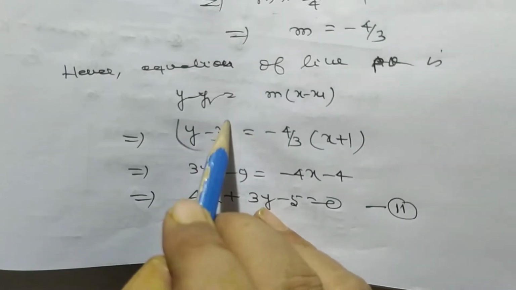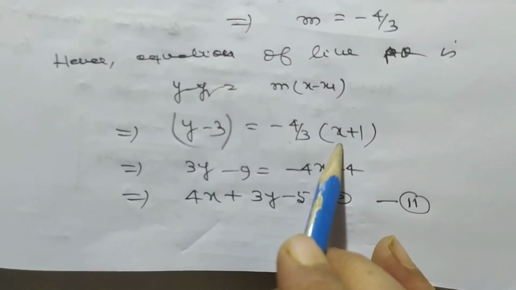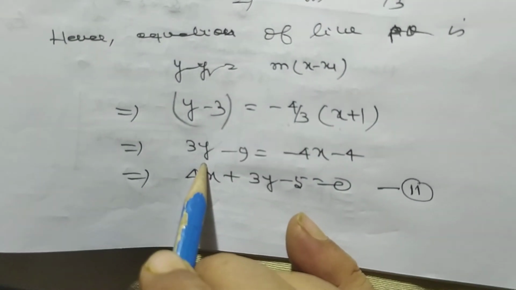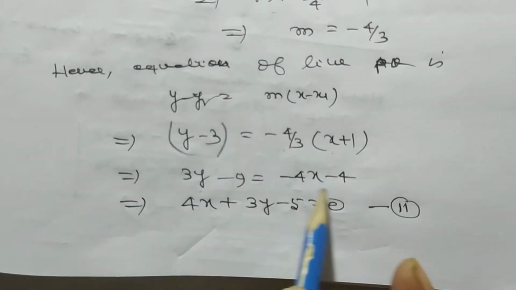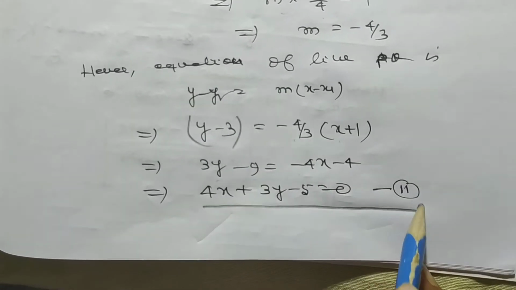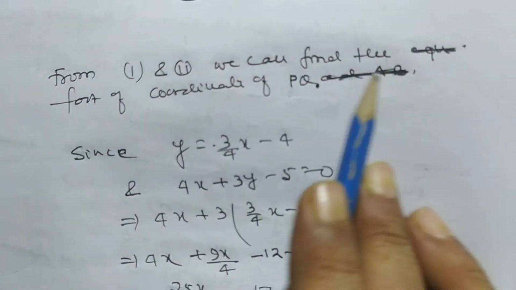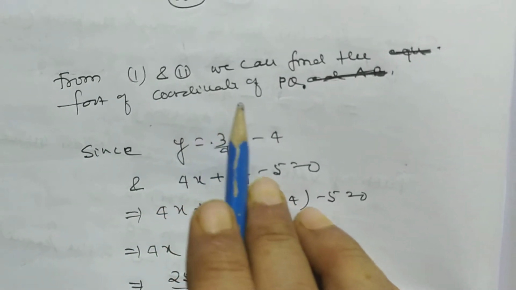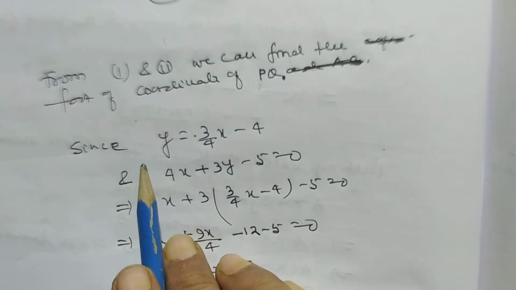That is y minus 3 is equal to -4 by 3 into (x plus 1). That is 3y minus 9 is equal to minus 4x minus 4. 4x plus 3y minus 5 is equal to 0. This is equation second. Now, from first and second, we can find the coordinates of the foot of PQ.